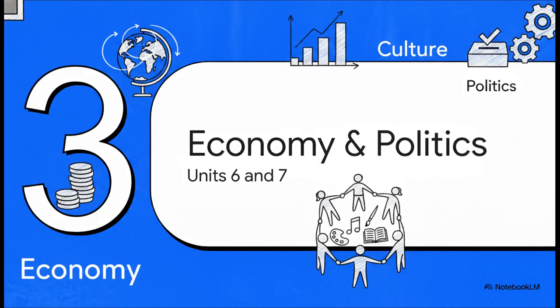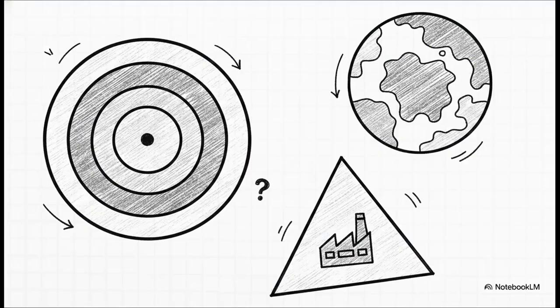All right, bucket 3, economy, culture, and politics. Diving into units 6 and 7, we're looking at how human populations organize themselves on a macro level. If you remember just one thing about this section, make it this. It is heavily model-driven. You absolutely have to be ready to explain spatial organization using specific frameworks.